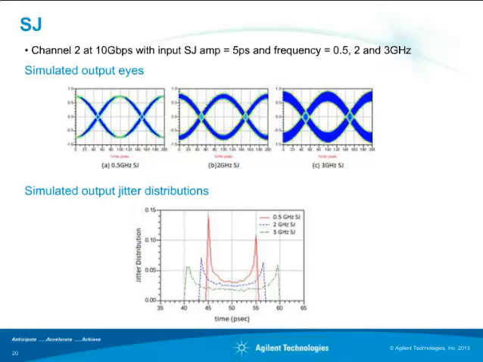And at the bottom plot, we show the output SJ distribution function for different SJ frequencies. We can see at 0.5 gig, the output SJ amplitude is 5 picosecond, same as the input SJ. But as the SJ frequency becomes bigger, the output SJ amplitude is bigger than the input SJ, and that clearly shows the amplification result.